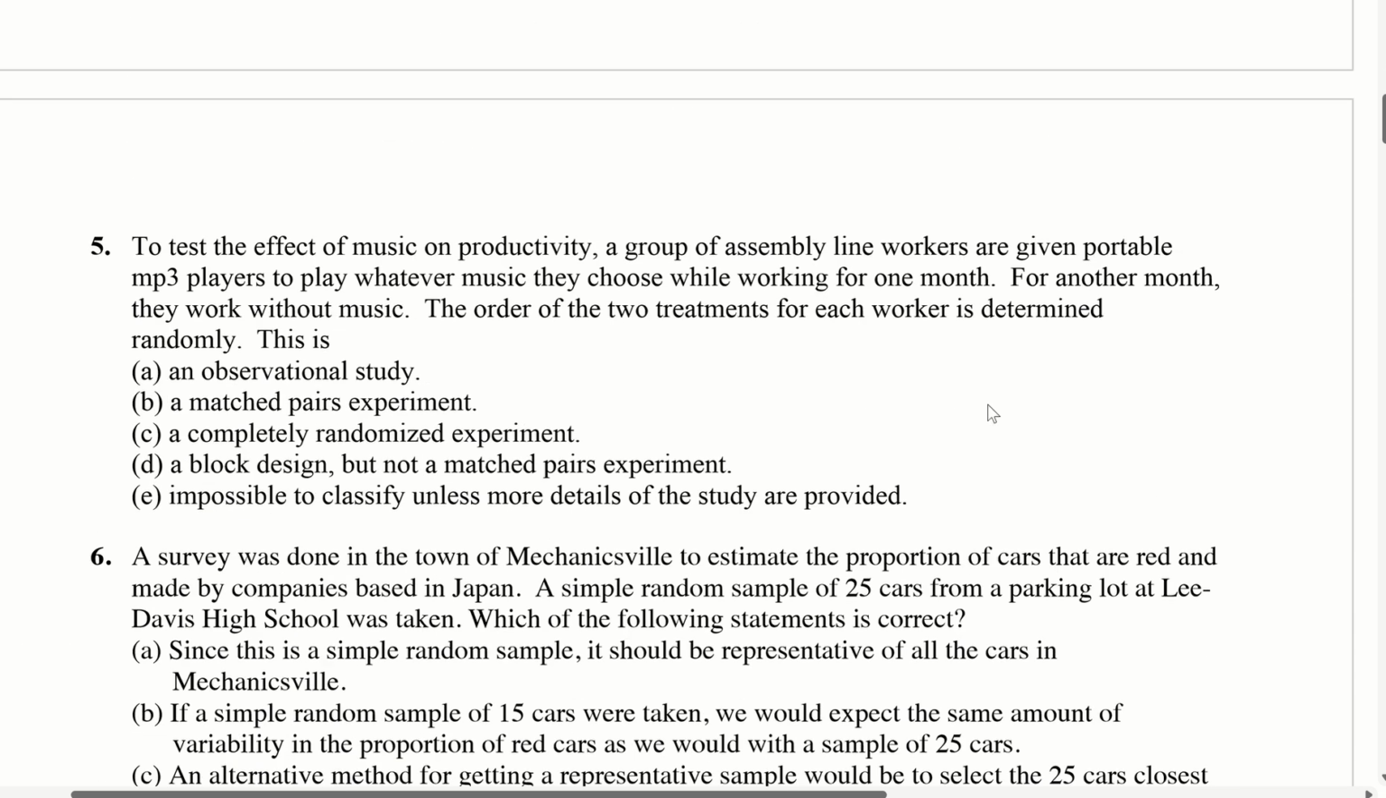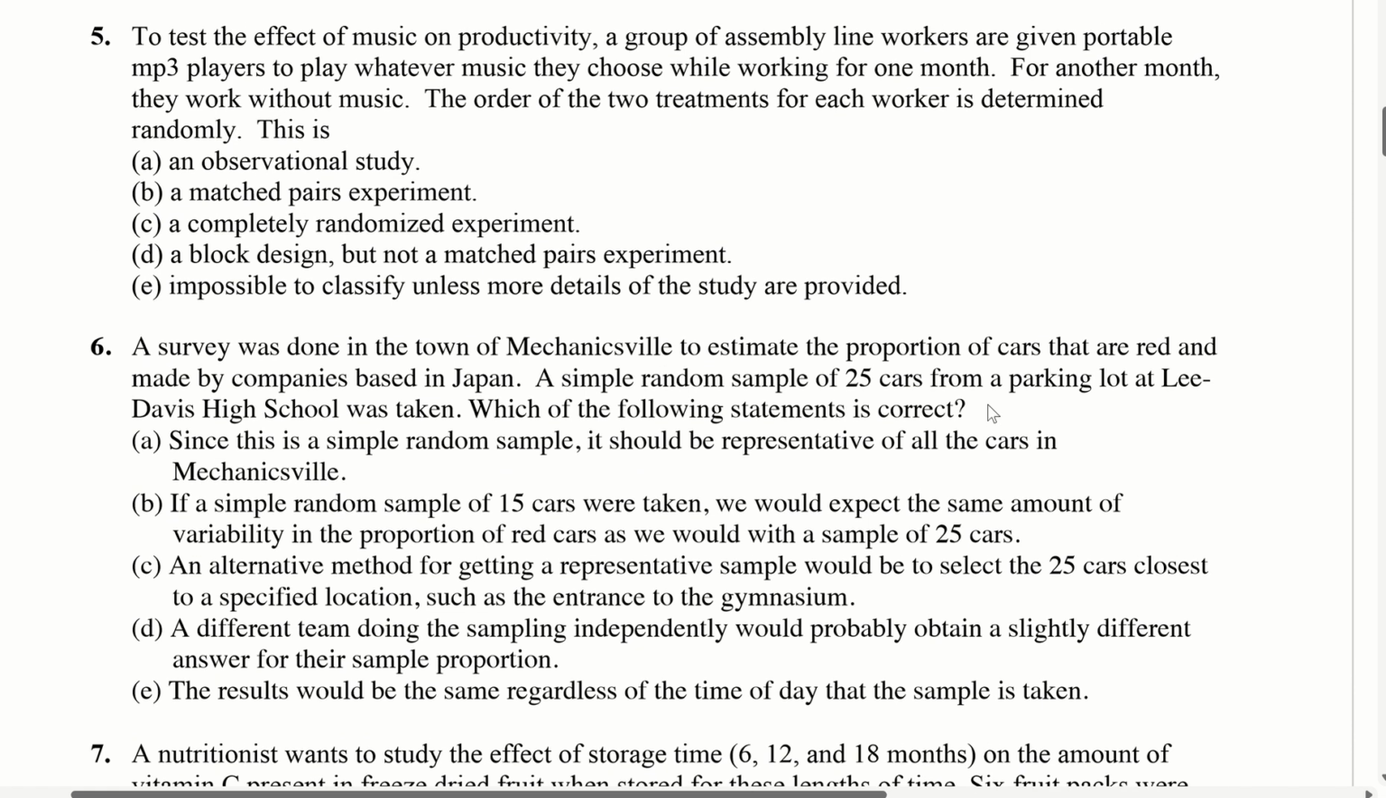All right, so number 5, to test the effect of music on productivity, a group of assembly line workers are given portable MP3 players to play whatever music they choose while working for 1 month. For another month, they work without music. The order of the 2 treatments for each worker is determined randomly.